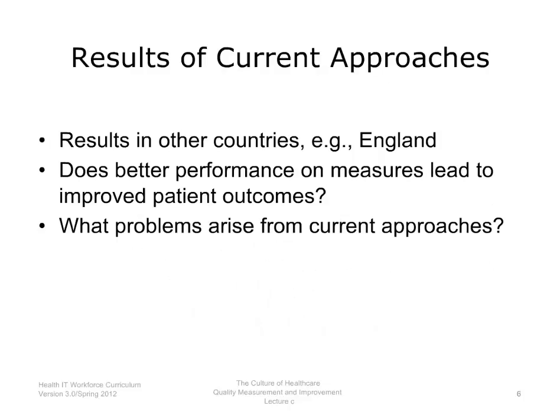Next is a discussion of the results of current approaches to quality measurement and a review of research that has attempted to determine if better performance on quality measures, particularly process measures, leads to improved patient outcomes. It will be clear that there is evidence for and against, and other problems might arise from the current approaches to measure quality.